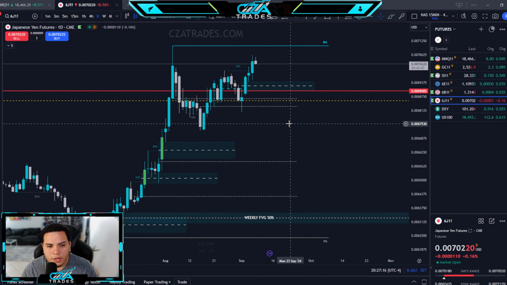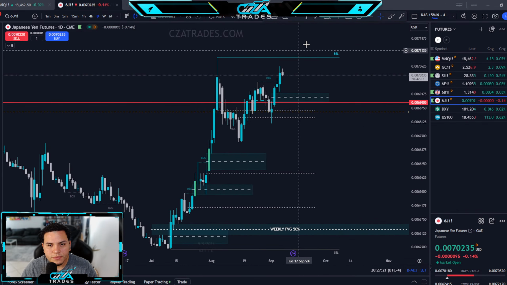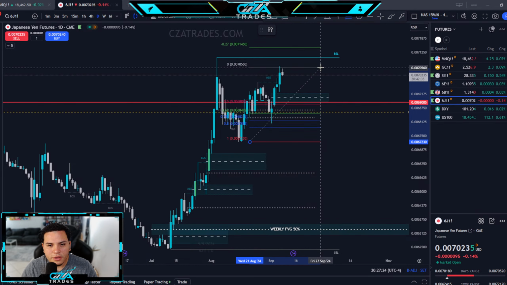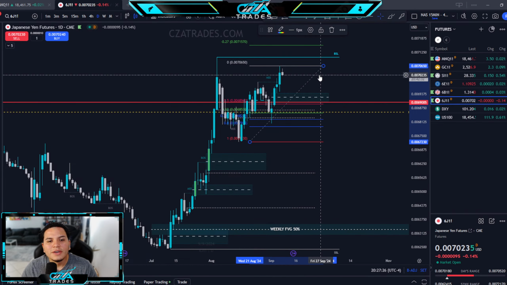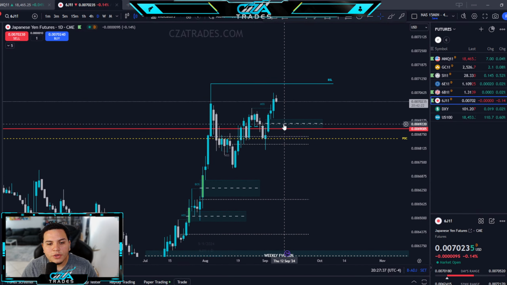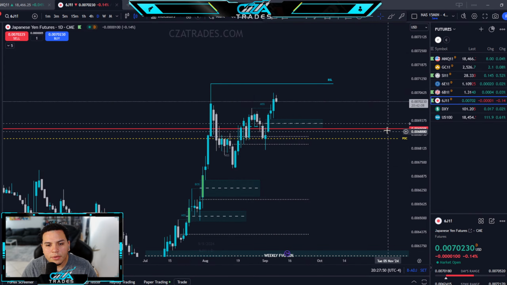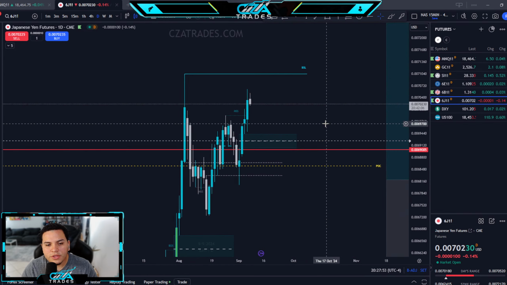JPY, what do we see in JPY? JPY is pumping. They got tired of being, you know, a dead currency, dying currency. What do we see here? 0.5 is my equilibrium. Not great, to tell you the truth. But here's a fair value gap, continuation to the upside. This one's at 0.00699245. That's where I would be looking at on the lower time frame. We are on the daily time frame right now.